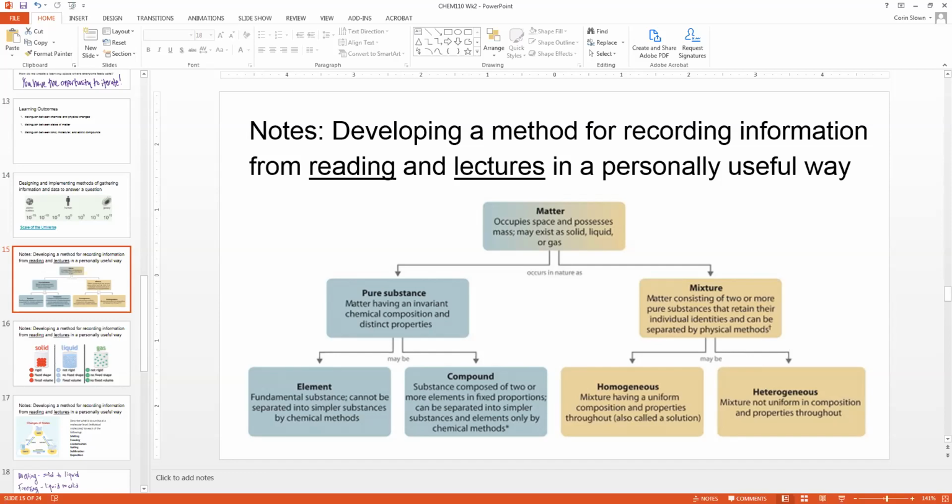If we're thinking about mixtures, we also have 2 types. We have homogeneous mixtures. These are mixtures that have a uniform composition and properties throughout. This is also called a solution. And then we have heterogeneous mixtures. These are mixtures that are not uniform in composition and properties throughout.